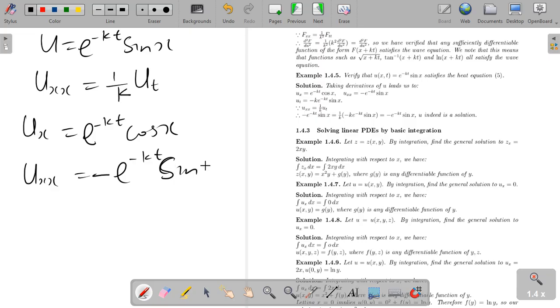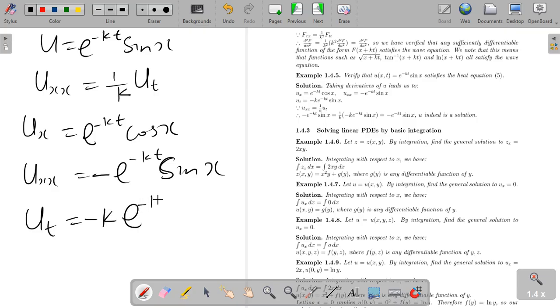So the next thing we need is what? U of t. To differentiate this with respect to t, the differentiation of minus kt will give you minus k. So you bring the minus k outside and then repeat everything: exponential minus kt then sine x.